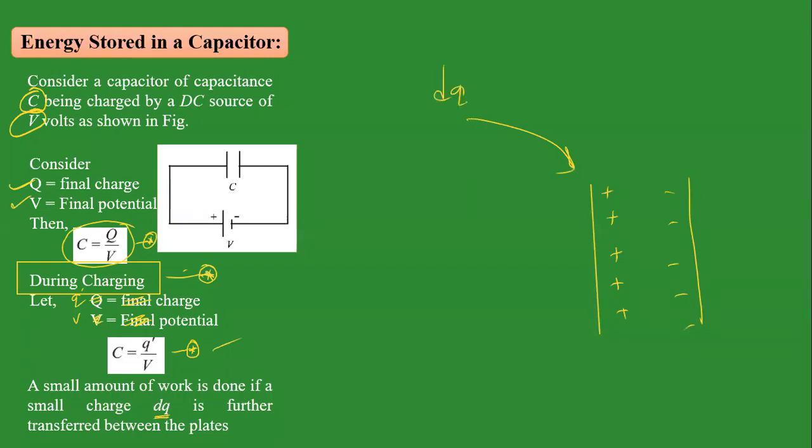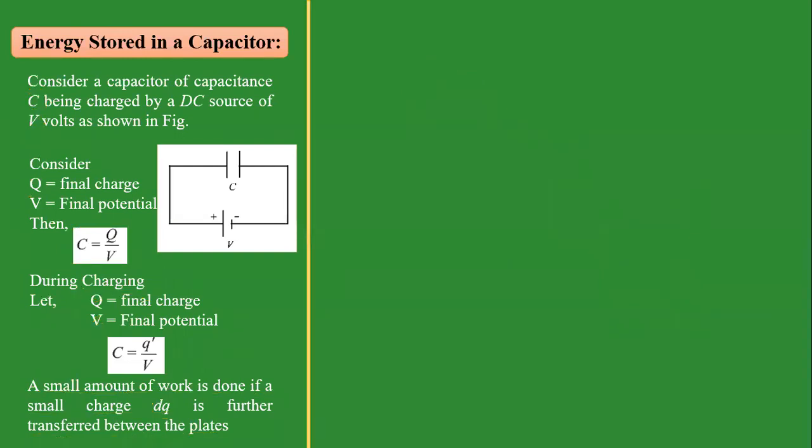When we want to add a dq charge on this positive plate, there is a repulsion. Against that repulsive force, we have to do some work to add that charge, and that work done we have to write. A small amount of work is done if a charge dq is further transferred between the plates. That work done is given by the formula V into dq.